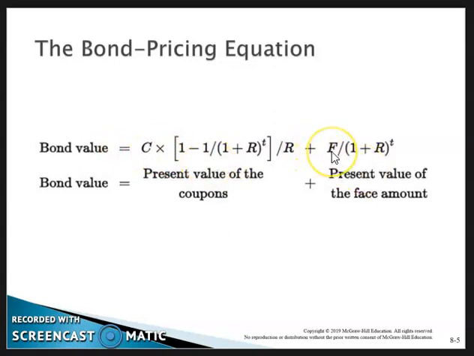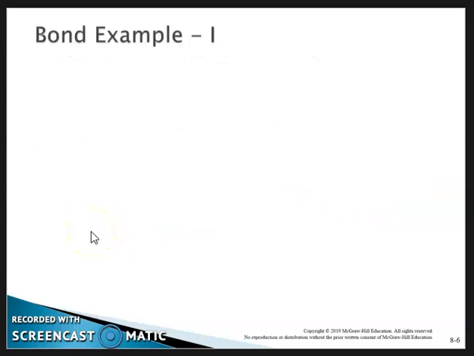Then we take the present value of the face value. Again, we divide that by 1 plus R to the T power. T and N are interchangeable. So that gives us the present value of the coupons and the present value of the face amount, and we add those together and we get the price of the bond.